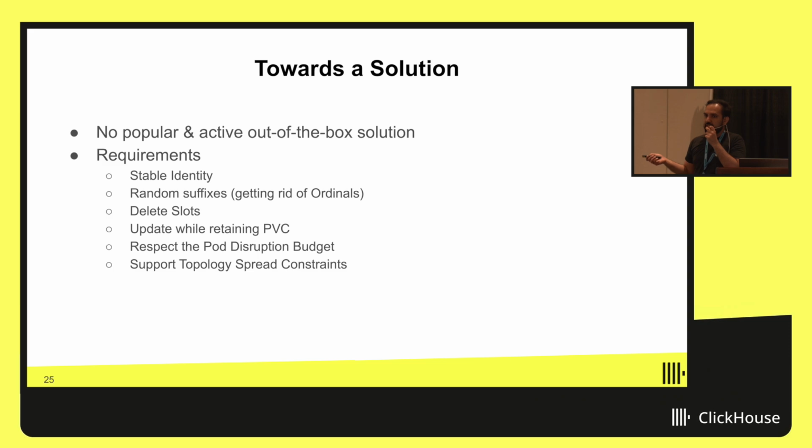So we wanted to use delete slots, but of course delete slots are not available inside the stateful set in general. So we were already approaching the point where we needed to make our own custom solution, which should look like a stateful set, right? Stable identity. We wanted to get rid of ordinals because of the problems I described before. And then have all the support of PVCs, respect the disruption budget. Topology spread constraints also became important, and we're going to talk about why.